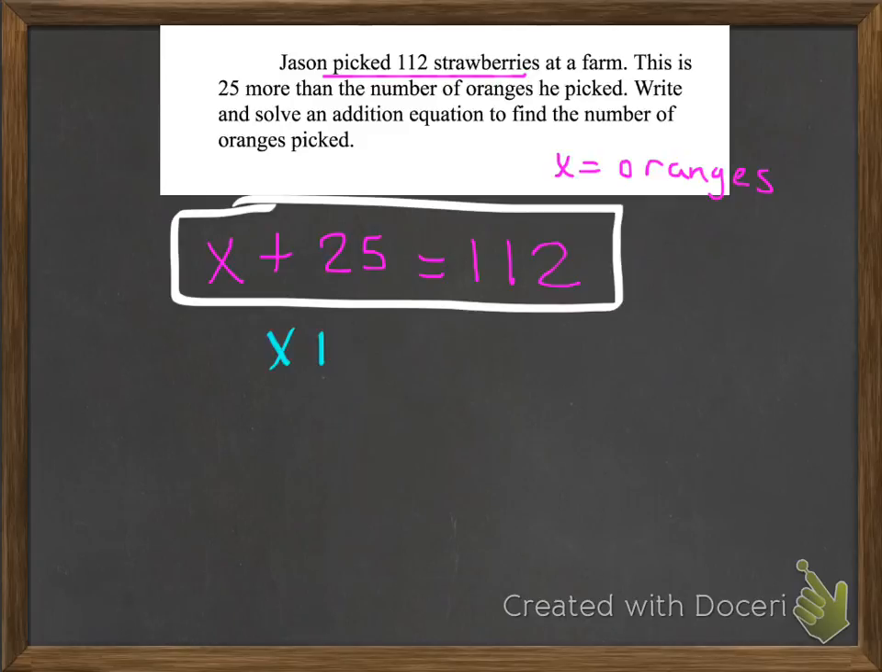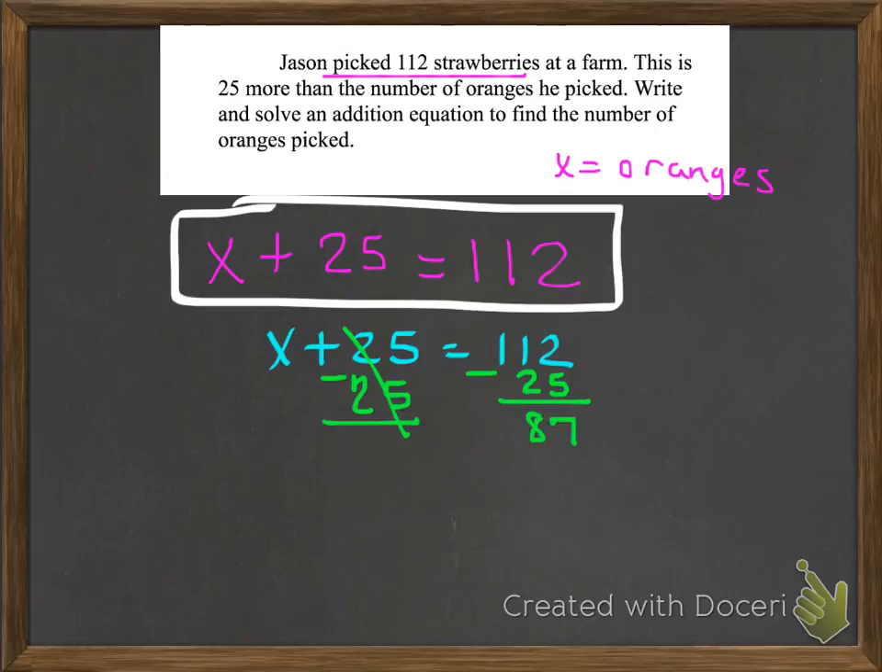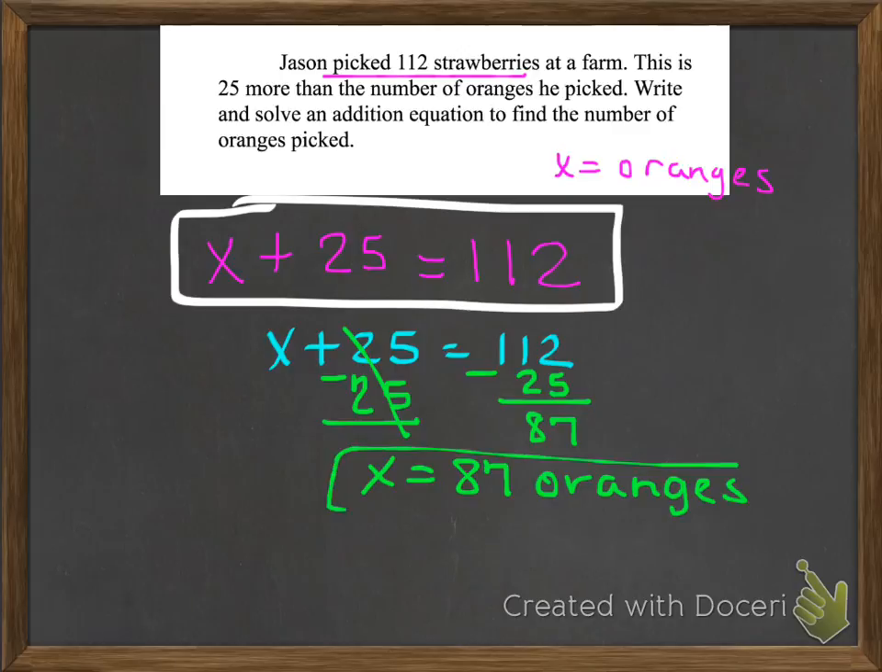Then you would want to write, okay, X plus 25 equals 112. And then you would solve that by doing the inverse operation. So whatever's being done to X, well, 25 is being added to X. So we need to subtract 25 from both sides. So we'll cross that out. And then over here we get, 75 would give us a whole 100, 87. So we'll be left with 87 here. So your total is going to be X equals 87 oranges. Again, you want to make sure that on your answer line you tell me what your variable is standing for, or what it stands for rather.